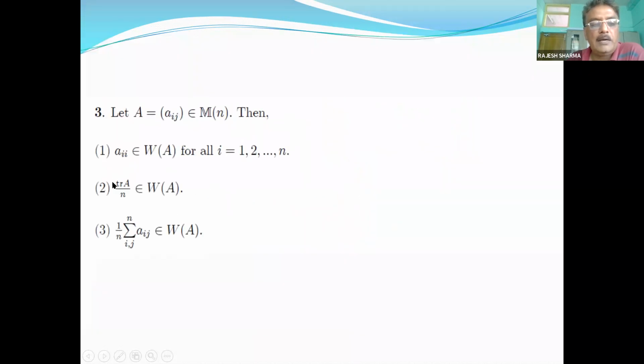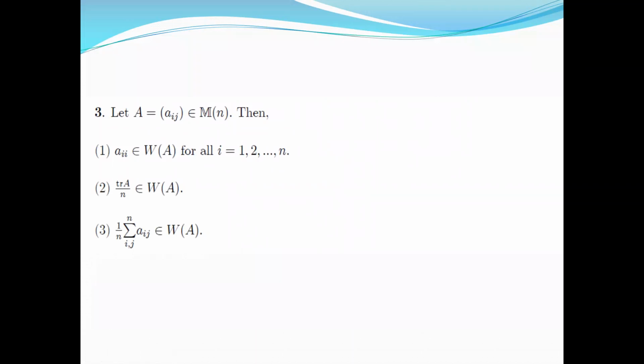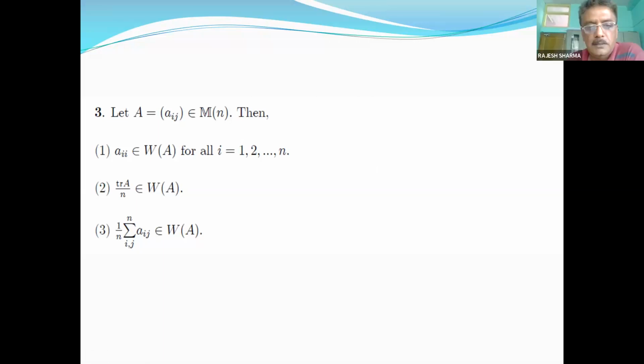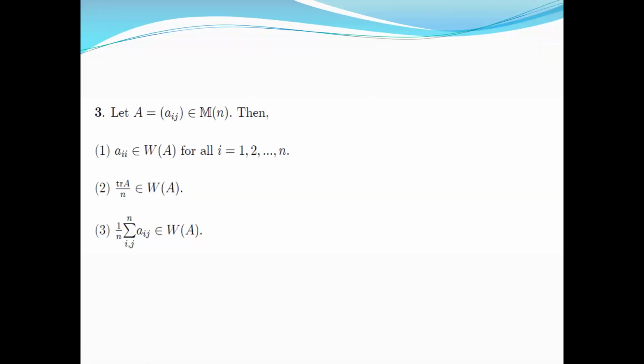Yes, second part: trace A by n belongs to the numerical range. All eigenvalues of A belong to W(A), so the convex hull of these is contained in W(A). And if we choose 1 by n as the constant, 1 by n lambda 1 plus 1 by n lambda 2 plus and so on up to 1 by n lambda n, this also belongs to W(A). Yes, good.